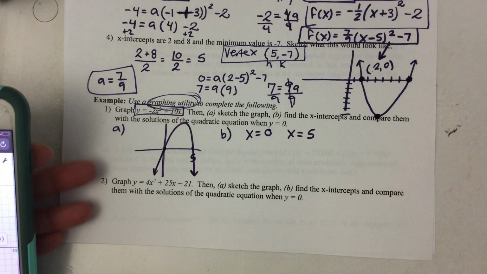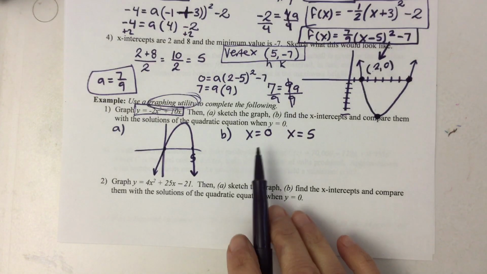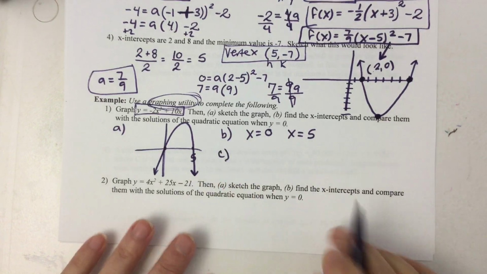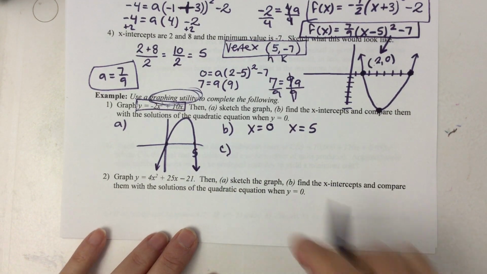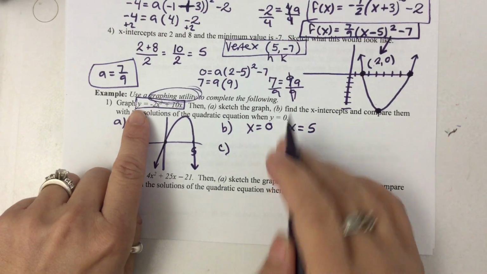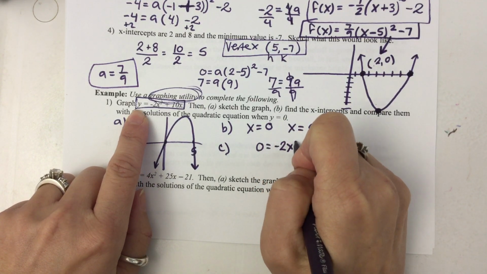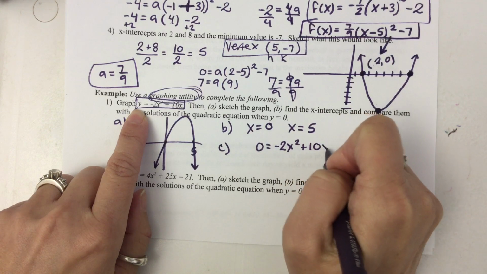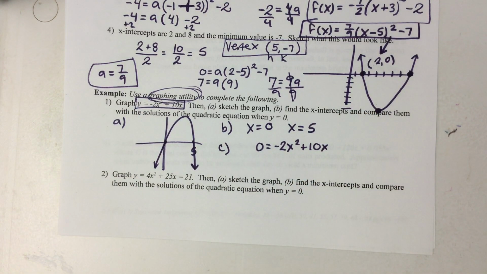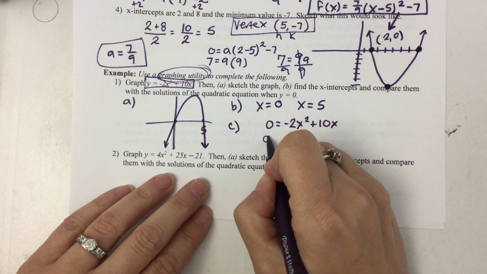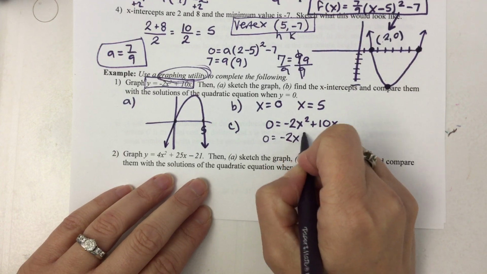Now compare them with the solutions of the quadratic equation if I set this equal to 0. So now they want us to use algebra skills to kind of prove it. They want us to have the y as 0. So 0 equals negative 2x squared plus 10x. If I am trying to solve something like this, you always look to see first if they have something in common that I could take out. I can divide out a negative 2x.